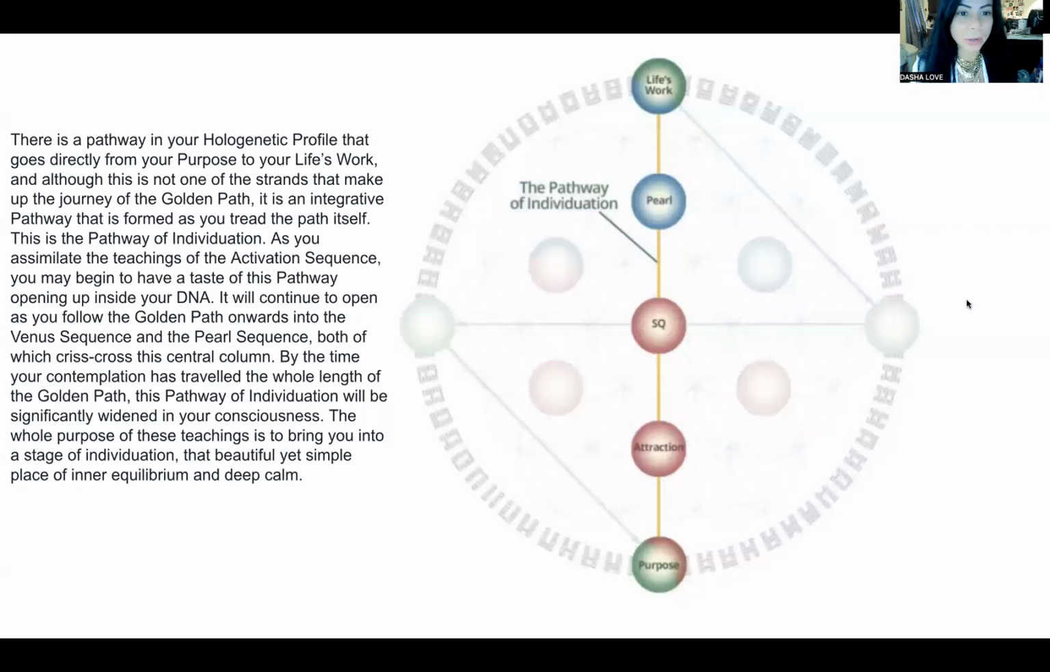I've got an extra bonus for y'all, and this is called the pathway of individuation. I'm going to show you an example of how I did mine, so that way you can do your own as soon as you are inside of our training.